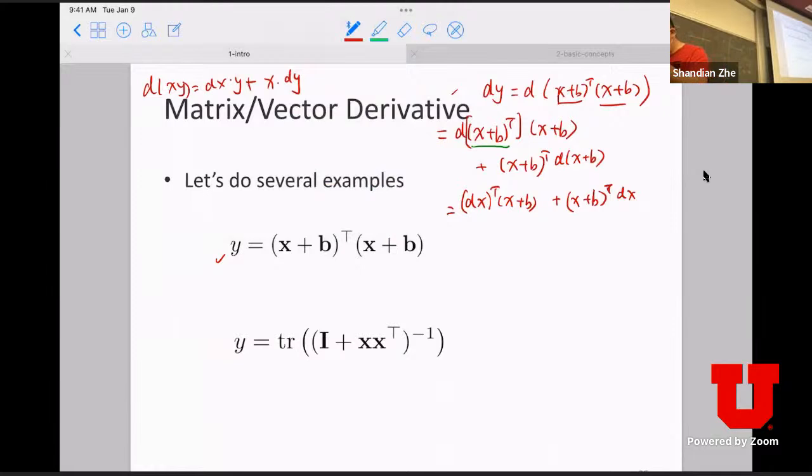Now here comes a problem. Remember, we want to organize our result in the form dy equals A times dx, so that you can extract A as your gradient. But right now, how can we merge the terms into this form? Right now we have dx transpose times x plus b. How do you merge those terms in terms of dx? Any idea?